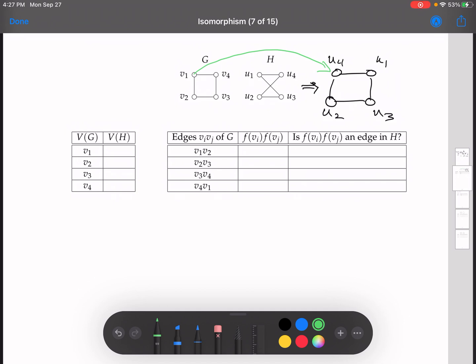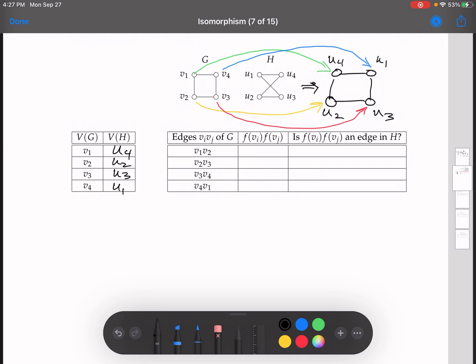V1 should be sent over to U4. That would be tough to see, so I'm going to put that in black here. So you got U4. Let's see. V2 goes over to U2. So we've got U2 there. V3 goes, oh, already is green, huh? V3 goes over to U3. V4 goes over to U1.